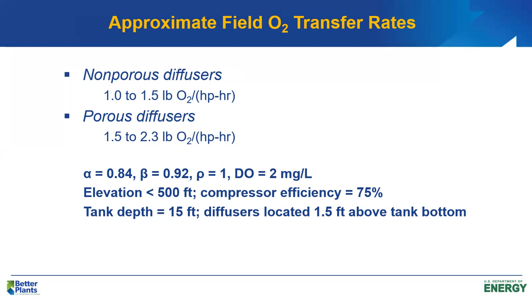surface aerators. So for the non-porous, or what we might call coarse bubble diffusers, the field oxygen transfer rate will be about 1 to 1.5 pounds per horsepower hour. And for porous diffusers, it'll typically be in the range of about 1.5 to 2.3 pounds per horsepower hour. I only did that so that we can make an apples to apples comparison of surface aerators to diffused aeration systems.